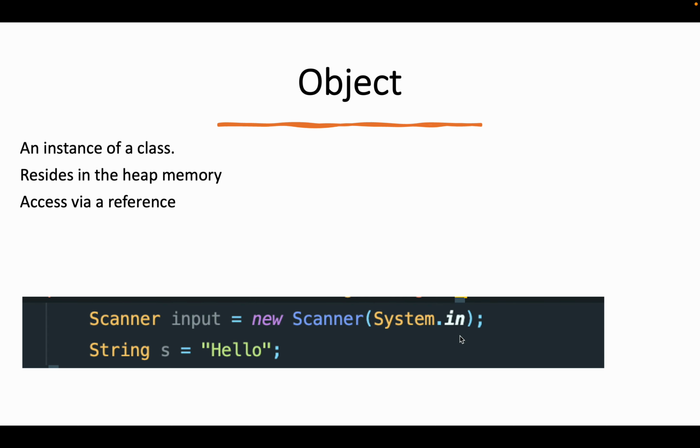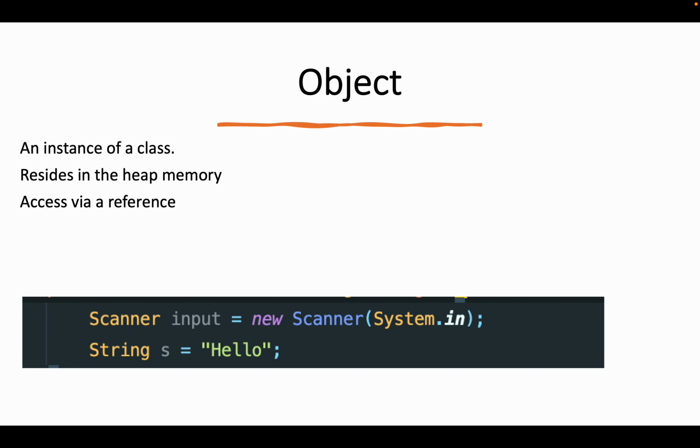Object. What is an object? As we mentioned, an object is an instance of a class, and an object resides in the heap memory. And the way to access that object in memory is via a reference. So when you say Scanner input equals new Scanner, input is a reference. There is no way for you to know about this new Scanner object in memory except through the reference to know where it resides.